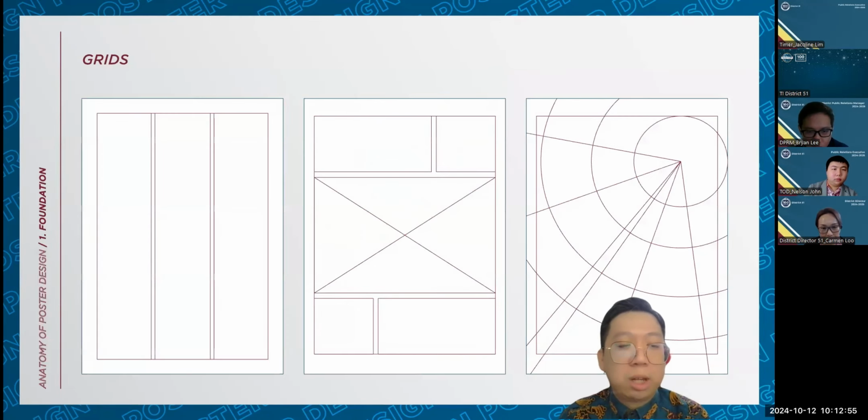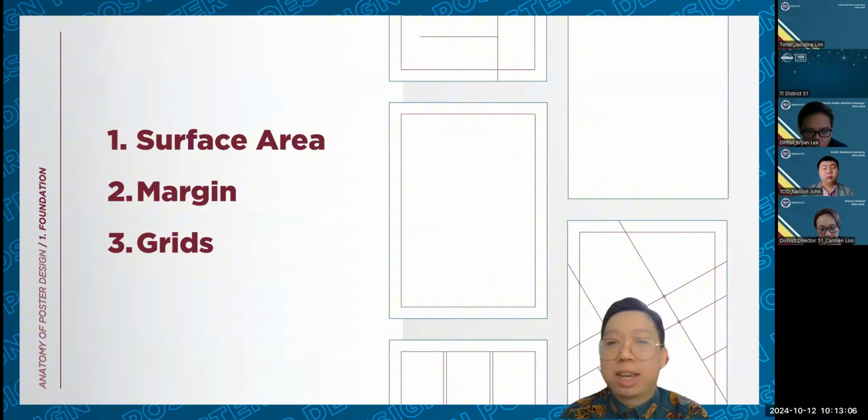Now, I won't go into details in this session about each of these grids, as there is a lot to unpack and a lot to learn. So just keep in mind that one of the key parts of the anatomy of poster design is the foundation, which consists of surface area, margin, and grids.